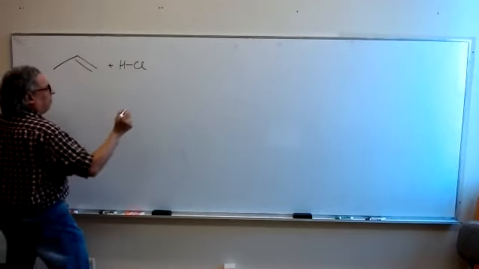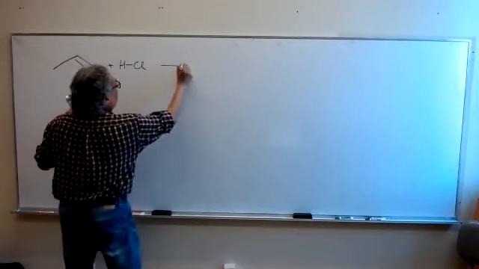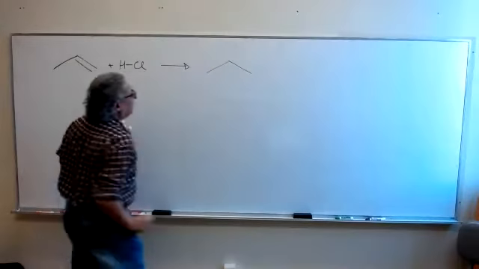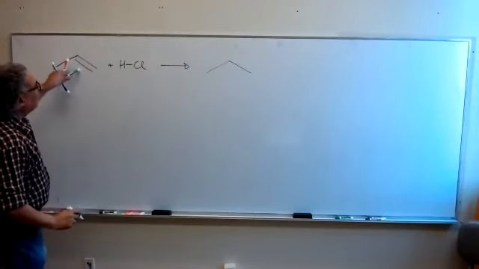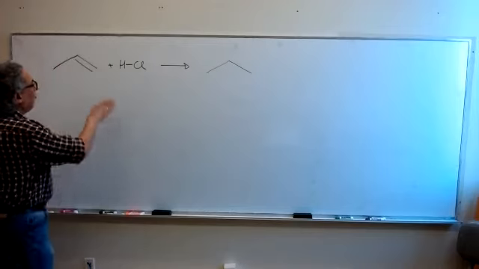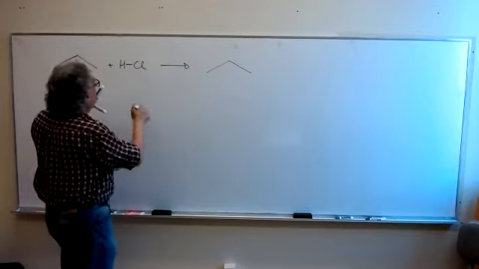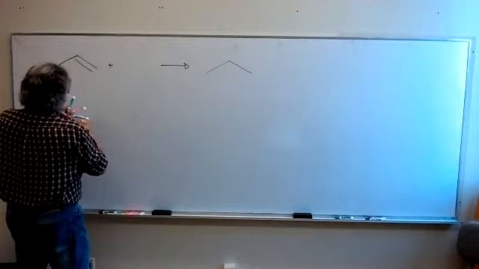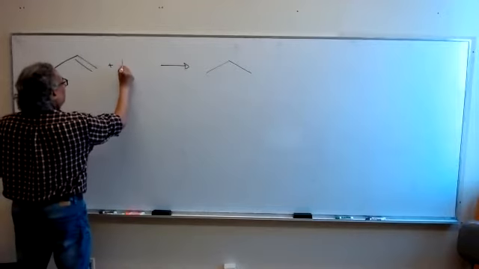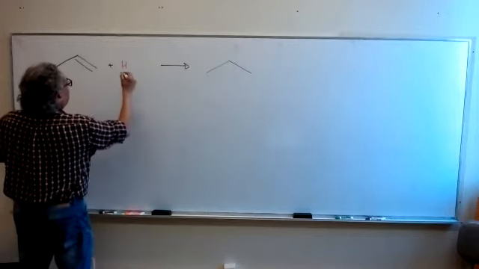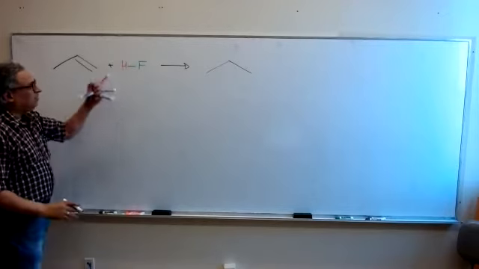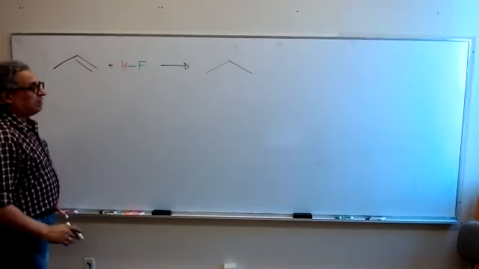Okay, what's the product look like? How do you draw the product? Very simple. You draw the alkene. Don't draw the alkene. Okay, get rid of, wipe the double bond. Wipe the double bond, add hydrogen. Maybe we should color code this guy. I'm going to use a different color code. Let's put HF, hydrofluoric acid.